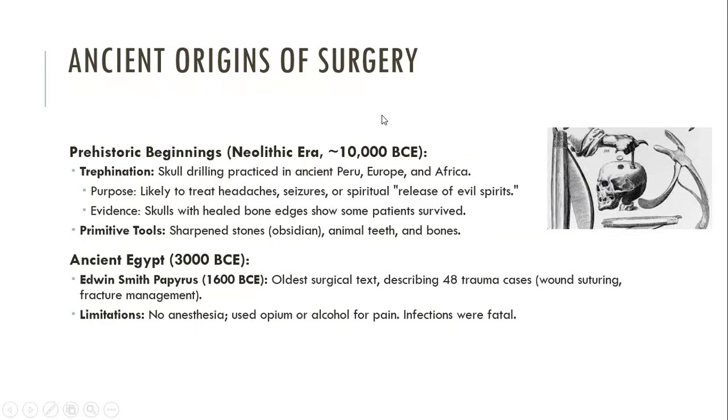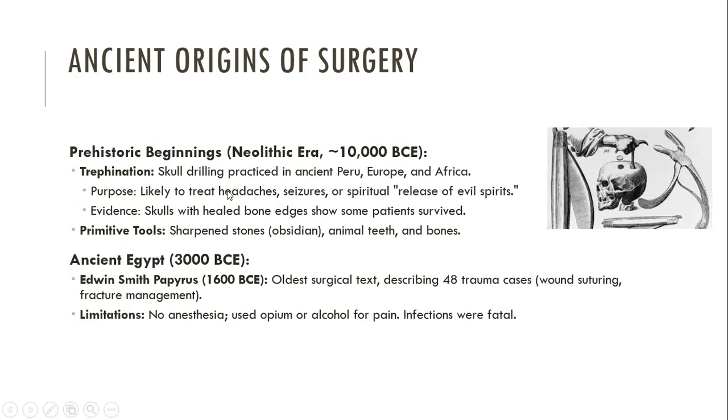So, what are the ancient origins of surgery? The development of surgery has three eras. The first one was prehistoric beginnings, which we call the Neolithic era, and in this era the process of trephination was very common. What did they do in that process? They were drilling the skull. That was practiced in Europe, Africa and Peru.